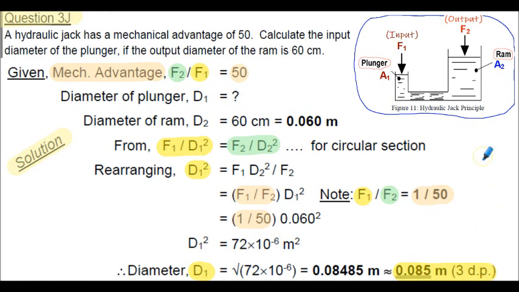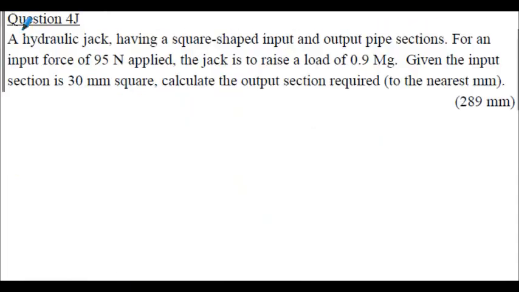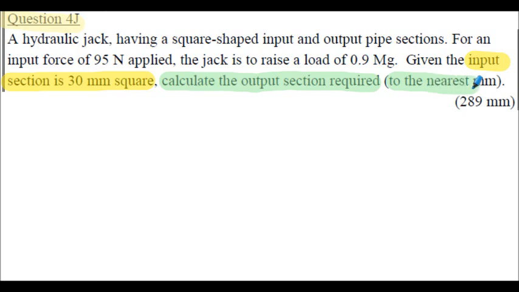Again, I would encourage you to stop the presentation and just think through that solution for yourself so you fully understand the process involved. Here's question 4J. I'm actually going to let you read this at your own pace. Just note in this particular question, the input section is 30 millimeters square, so no longer a round section. And we've got to calculate the output section, which of course would also be square, stating the side lengths to the nearest millimeter. Answer shown here in the bracket.